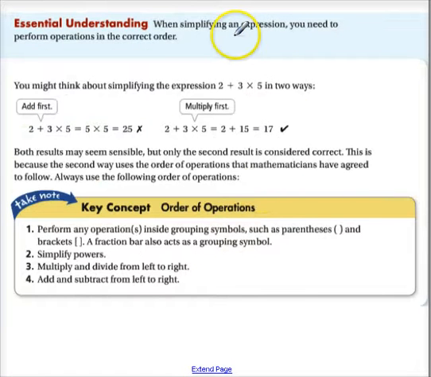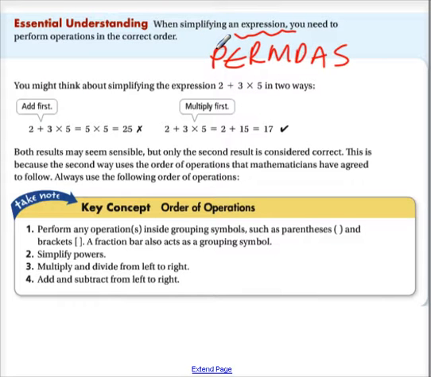Now, when you're simplifying an expression, we need to perform operations in the correct order. That's where our PEMDAS comes into play. So, for example, if we had this expression, I see a lot of operations. If we get 25, that's the wrong answer. That means we added first, and we know that with PEMDAS, we have to multiply first to get the correct answer. So it's very tricky. If you don't do it in the right order, you get a different answer.